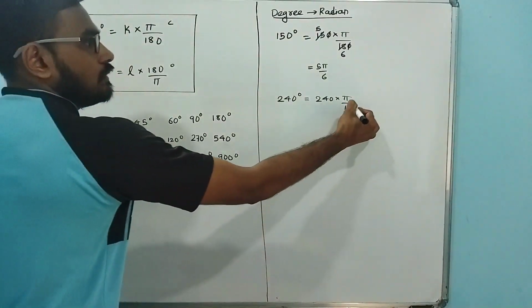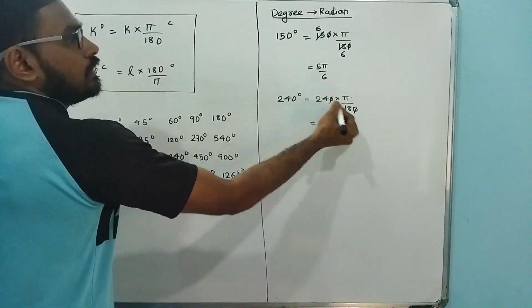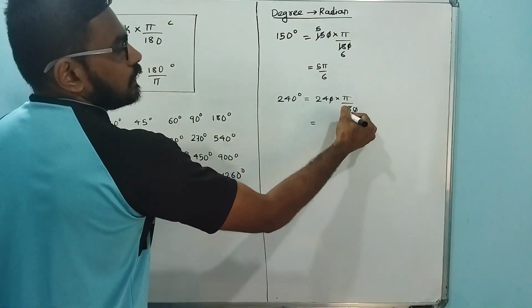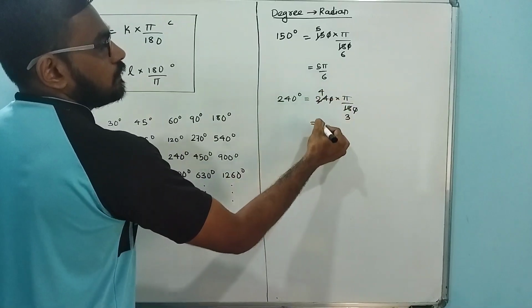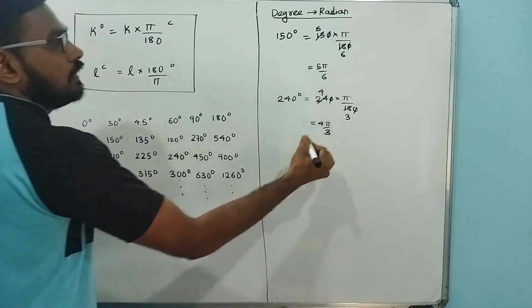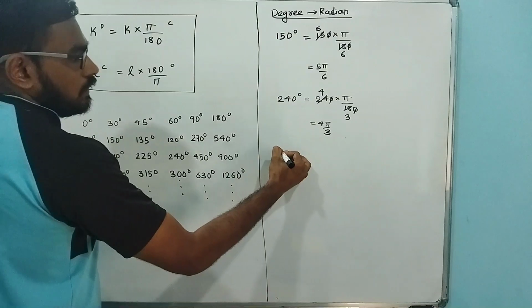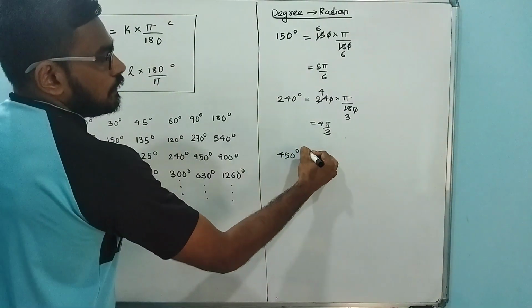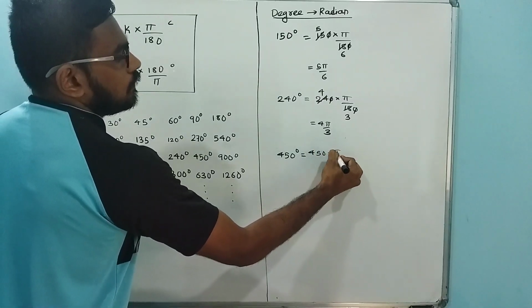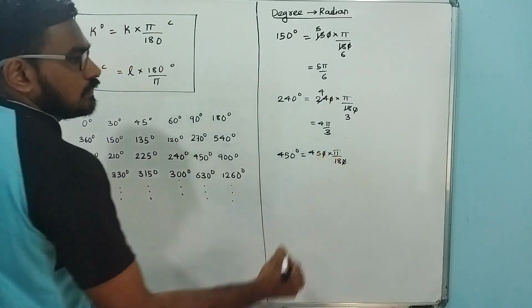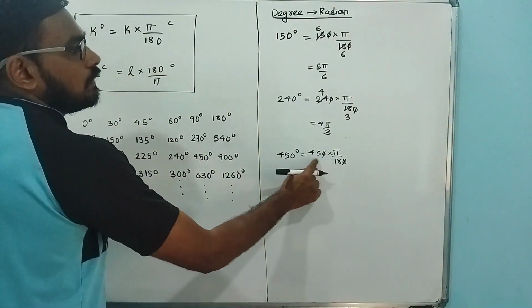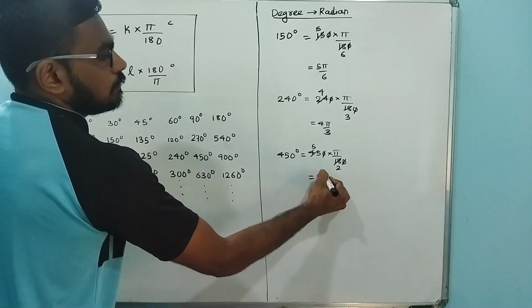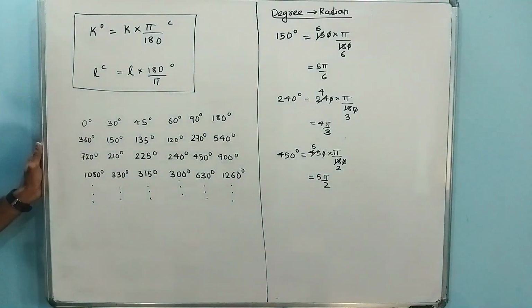Okay, then after we cut this, both the numbers 18 and 24 are multiples of 6. 6 3s are 18 and 6 4s are 24. So 4 pi by 3. Next, 450 degree, 450 into pi by 180. So both of these numbers are multiples of 9. 9 2s are 18 and 9 5s are 45. 5 pi by 2. Okay, this is the first case.